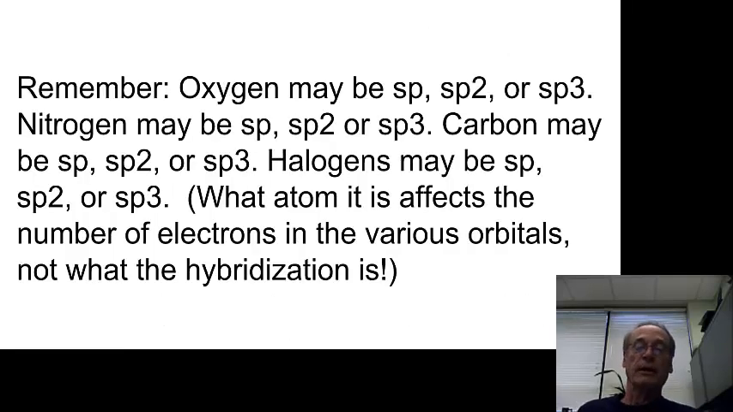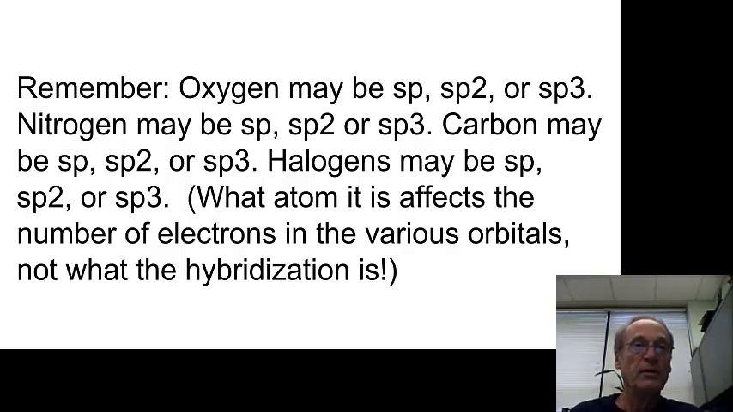Now, just to reiterate, remember, oxygen may be sp, sp2, or sp3. Nitrogen may be sp, sp2, or sp3. Carbon may be sp, sp2, or sp3. Halogens may be sp, sp2, or sp3. In other words, what atom it is affects the number of electrons in the various orbitals, but not what the hybridization is. So any atom can be any hybridization.